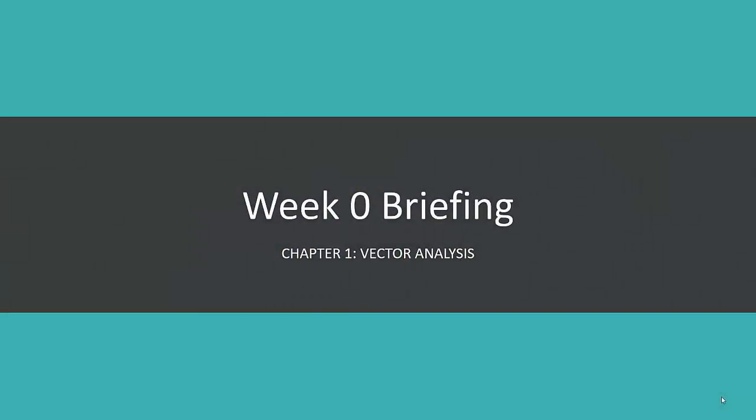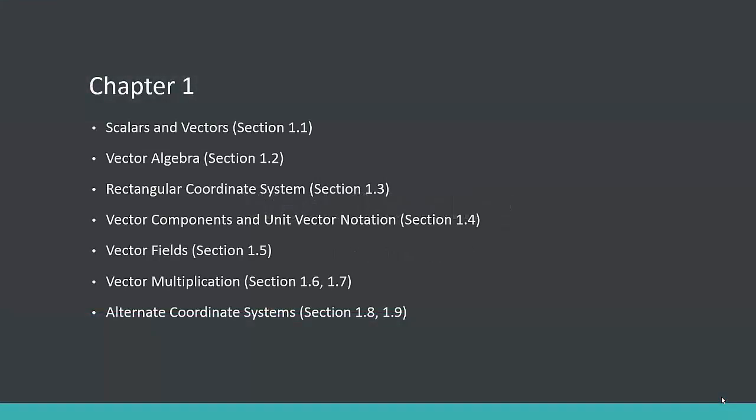In this introductory week, we're going to be covering all the topics from Chapter 1, which talks about vector analysis, a topic which you should have covered multiple times in previous courses. Just to give a brief overview, which is what these videos are for, of what we're actually going to be covering this week: scalars and vectors, vector algebra, coordinate systems, vectors broken down into components, vector fields itself, how to actually multiply vectors, there's two different ways, and alternate coordinate systems other than the rectangular coordinate system we love and know since grade school.